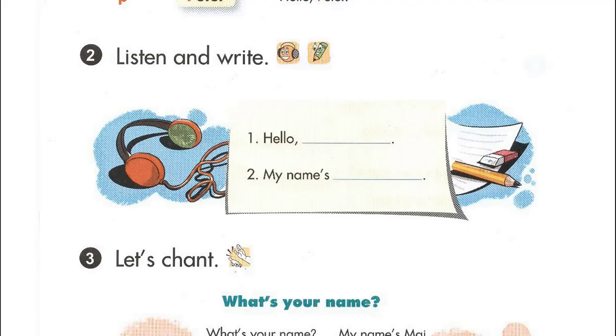Page 16. Lesson 3. Activity 2. Listen and write. 1. Hello, Peter. 2. My name's Mai.